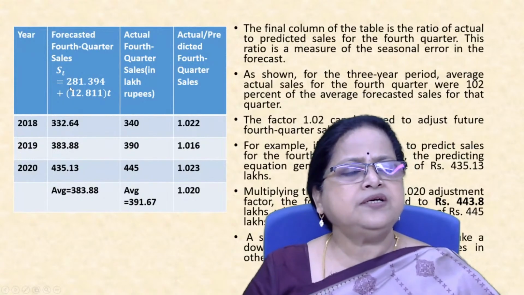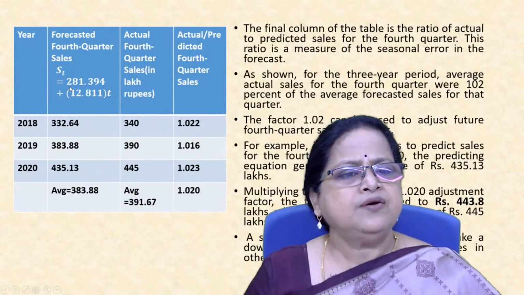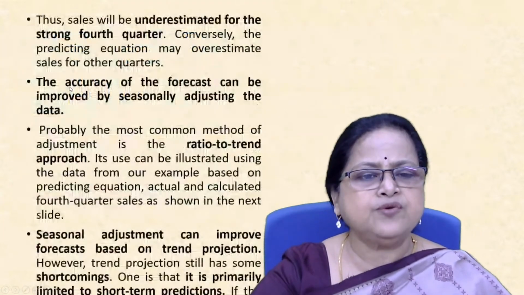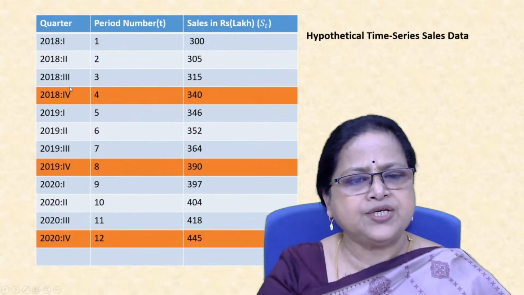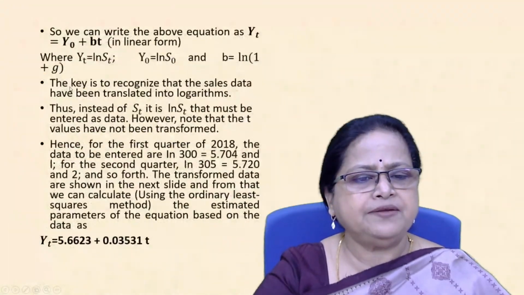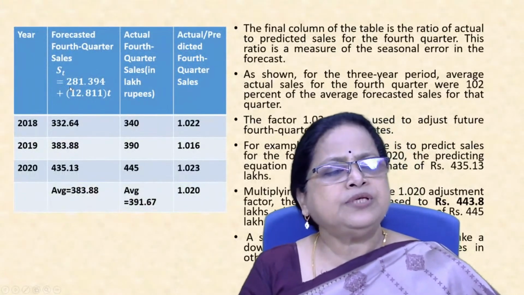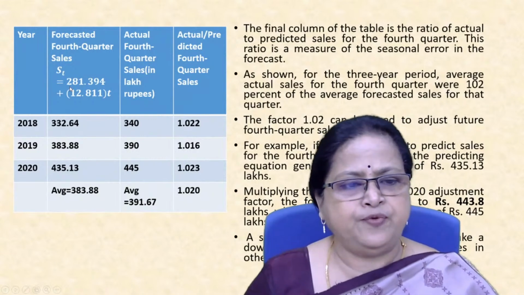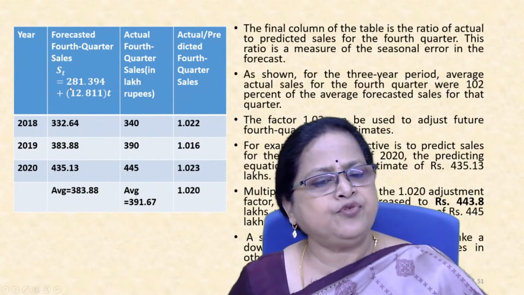Now here, this is the figure for 2018. We have taken the forecasted fourth quarter sales. We have taken only the fourth quarter sales. Let us go back to slide number 42. I have given the orange or yellow color for 340, 390 and 445. So 2018 fourth quarter, 2019 fourth quarter and 2020 fourth quarter. Look at the figure. Actual figures are 340, 390, 445.